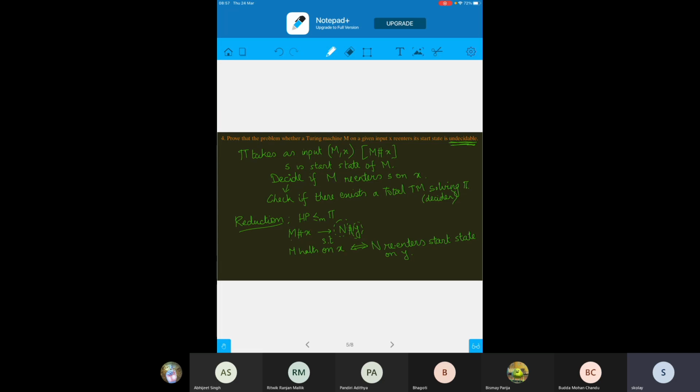If M halts, then N has one more transition, which transitions into the start state of N, which is S dash. And if M does not halt, then we stay within the transitions. Our next configurations are determined by the transition function of M itself. So therefore, we never re-enter this start state S dash, which is not a state of M. Construction clear? Any questions?